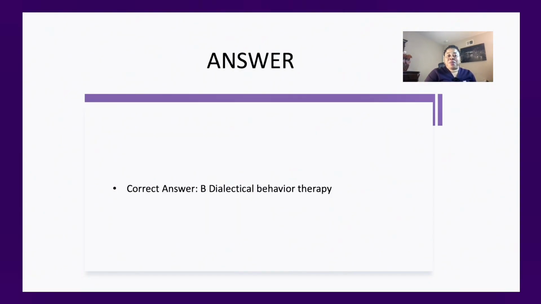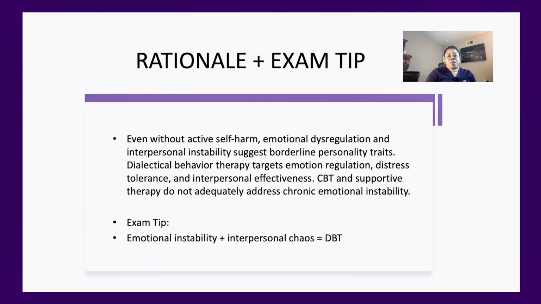Here is dialectical behavior therapy. Why is dialectical behavior therapy the answer? Even without active self-harm, emotional dysregulation and interpersonal instability suggest borderline personality traits. So dialectical behavior therapy targets emotion regulation, distress tolerance, and interpersonal effectiveness. CBT and supportive therapy do not adequately address chronic emotional instability. So when you see emotional instability and interpersonal chaos, just think about DBT. This is borderline personality disorder.